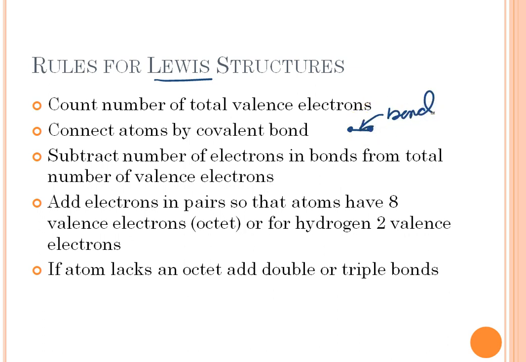We're going to then subtract the number of electrons in the bonds from the total number of valence electrons, and then add electrons in pairs so that the atoms have 8. Remember, they want to be like the noble gases.